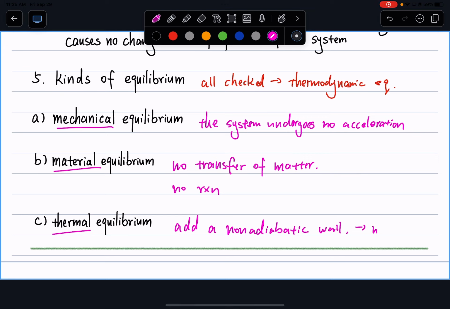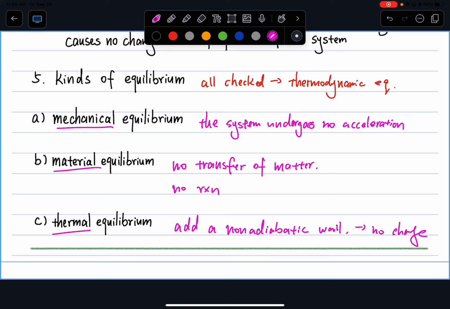And it will cause no change. All right, so what does that mean? For example, if you have a box, and everything inside that box has the same temperature, let's say T1. And now all of a sudden, we add a non-adiabatic wall. The temperature will still remain the same. Adding that wall will not change the temperature inside the system in any way. All right, so that's called thermal equilibrium.